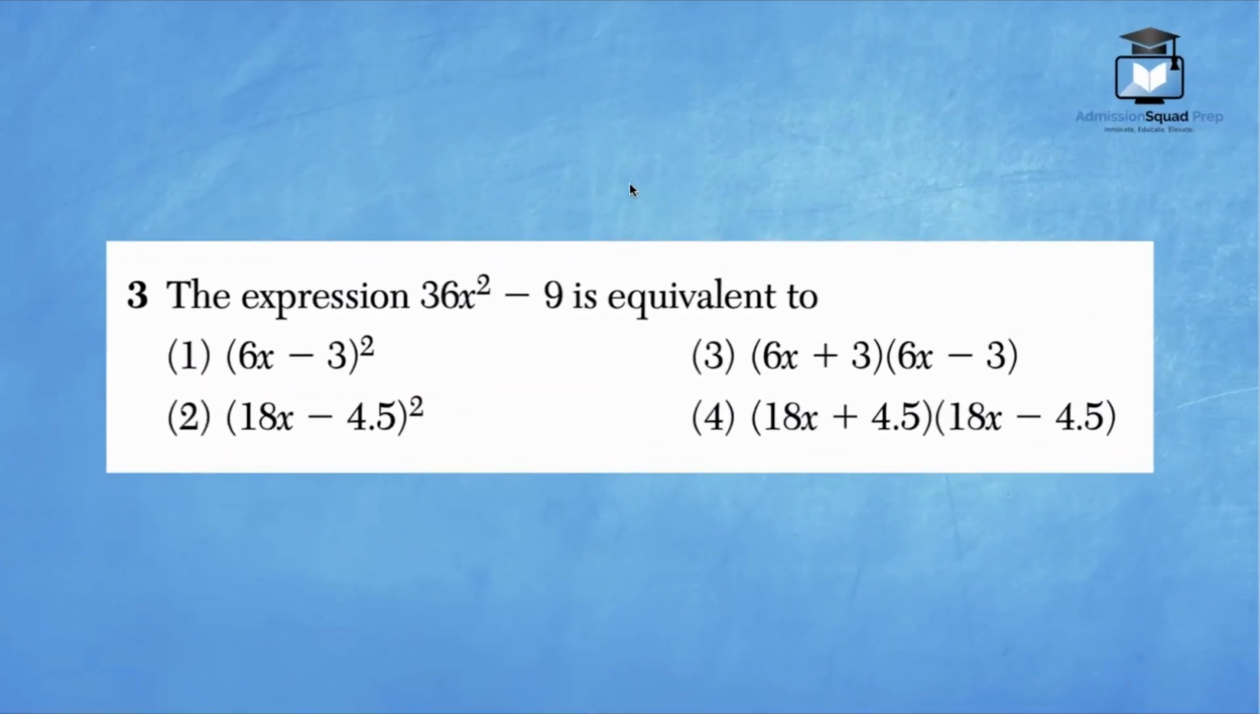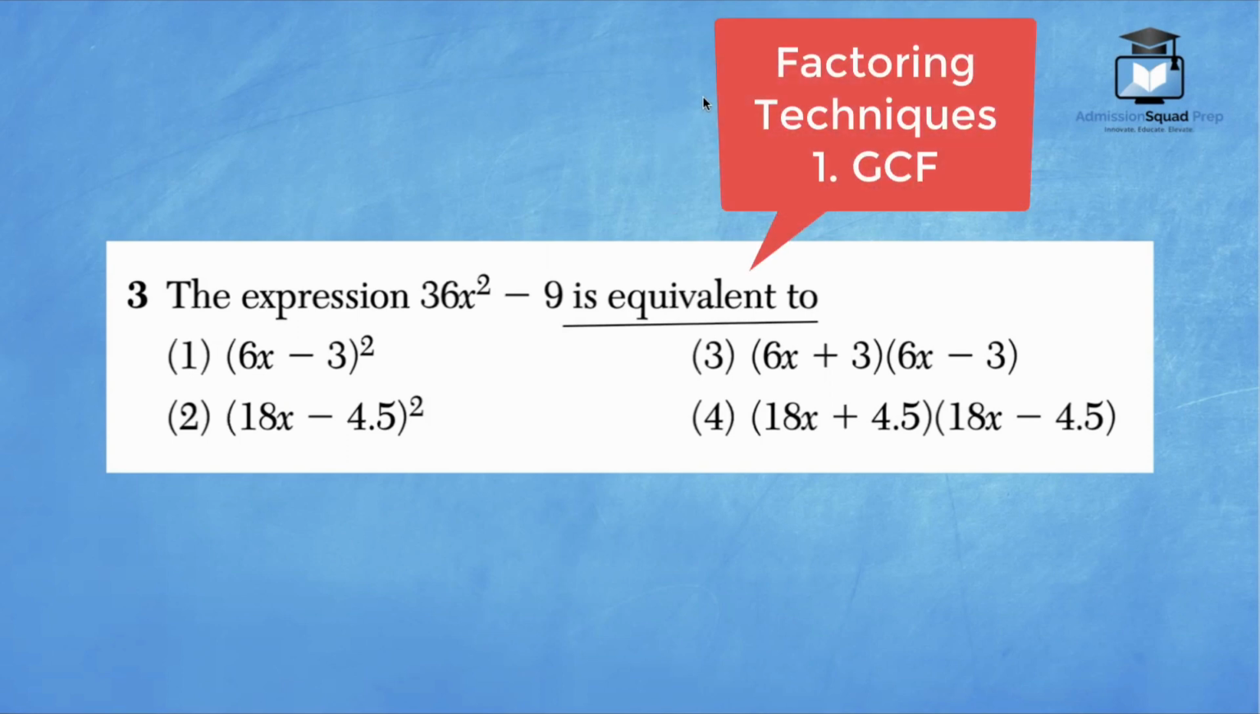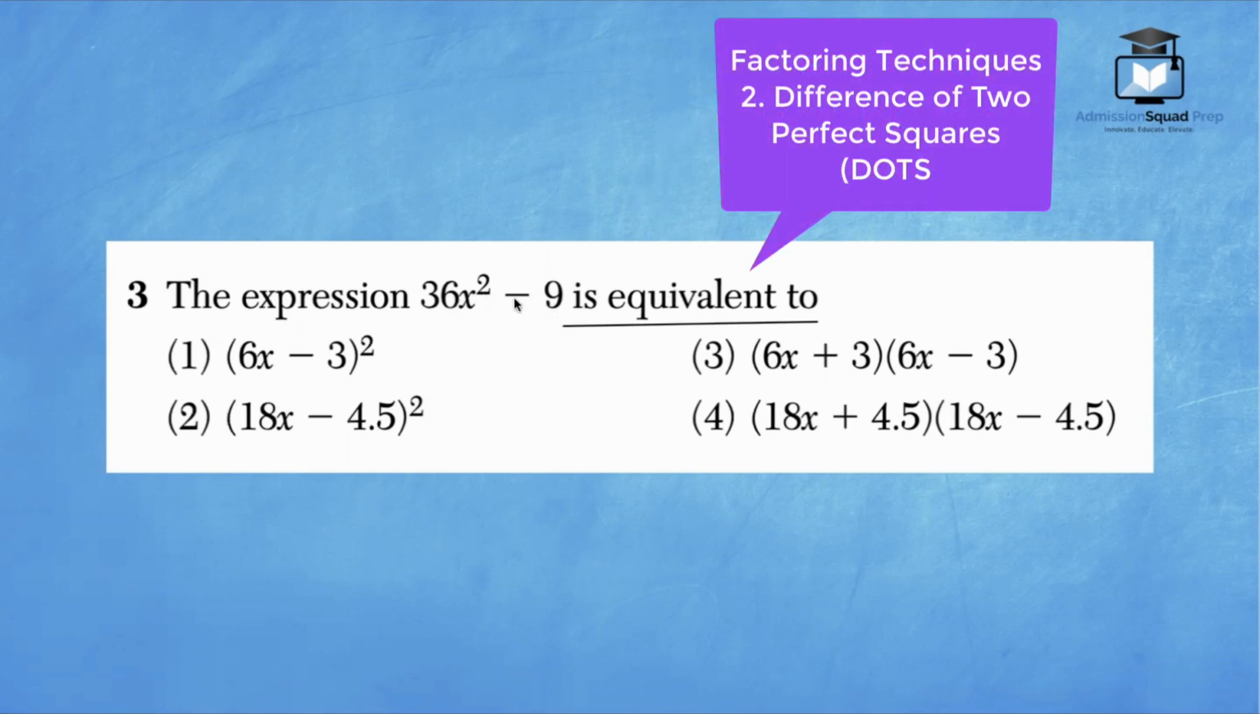Number 3, the expression 36x to the second power minus 9 is equivalent to. In our previous videos, we shared with you that anytime you see the phrase is equivalent to, the question is asking you to factor. Let's think about our 3 factoring techniques. We have factoring out the greatest common factor. I do notice that both 36 and 9 share a common factor of 9. So that's one option. We also have the difference of 2 perfect squares.